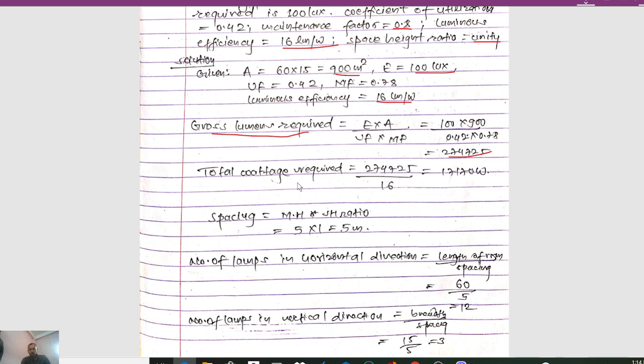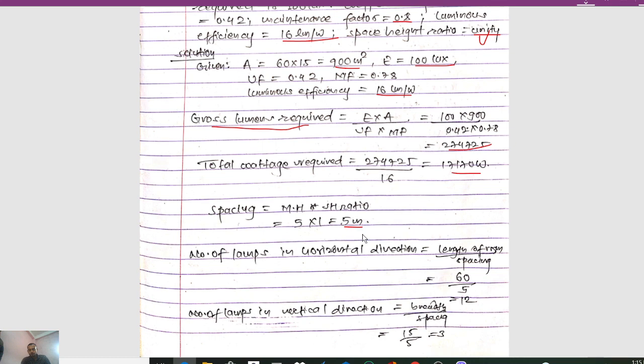Similarly, the total wattage required will be this gross lumen upon 16, since luminous efficiency is given as 16 lumens per watt. So we'll get 17170 watt, which means total wattage required will be this. To calculate the spacing, we use mounting height into space height ratio. Mounting height is given as 5 meters, and space height ratio we assume as unity, 1, so 5 into 1 will be 5 meters. The spacing will be 5 meters.